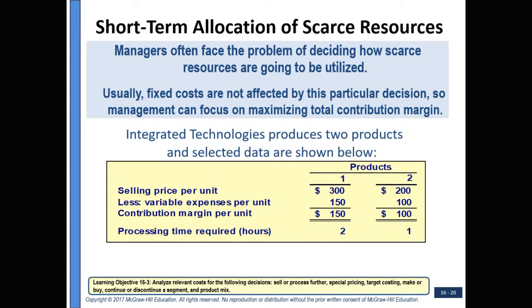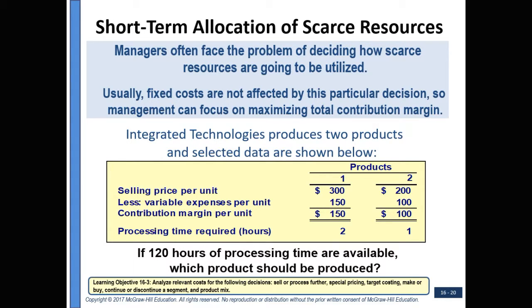Integrated Technologies produces 2 products. And here's some data about those products. We have the selling price per unit, the variable expenses per unit, the contribution margin per unit, and the time it requires to create that product in hours. Product 1 has a contribution margin of $150 and uses 2 hours processing time. Product 2 has a contribution margin of $100 and uses 1 hour of processing time. If there are 120 hours of processing time available, which product should be produced?